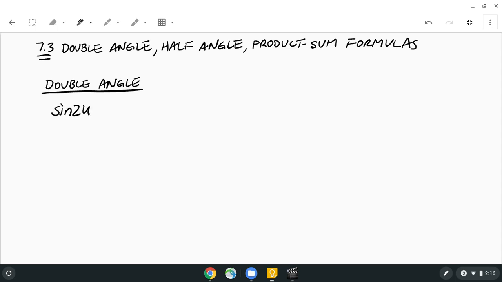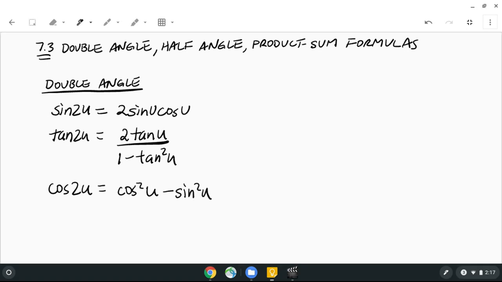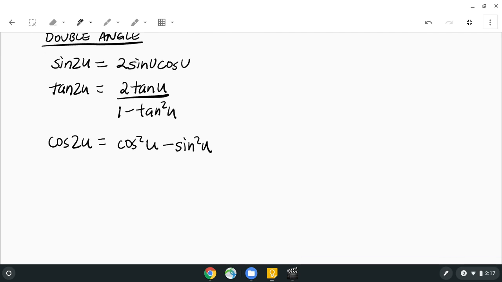Sine of 2u is equal to 2 times sine u cosine u. Tangent 2u is equal to 2 tangent u over 1 minus tangent squared u. And cosine 2u, you'll have three choices. You can use this one, cosine squared u minus sine squared u, different from the Pythagorean identity.